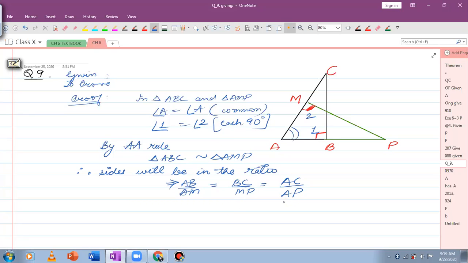So you need CA over PA equals BC upon MP. So this is what you want. This is the required result.